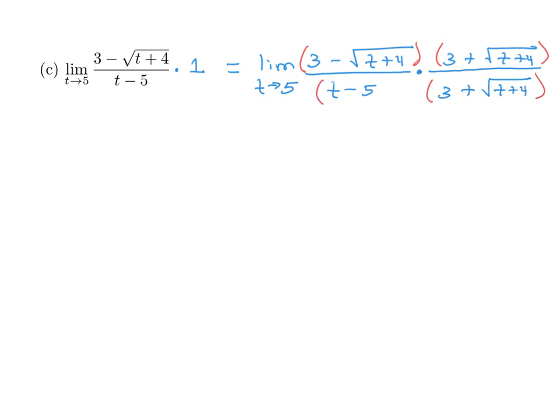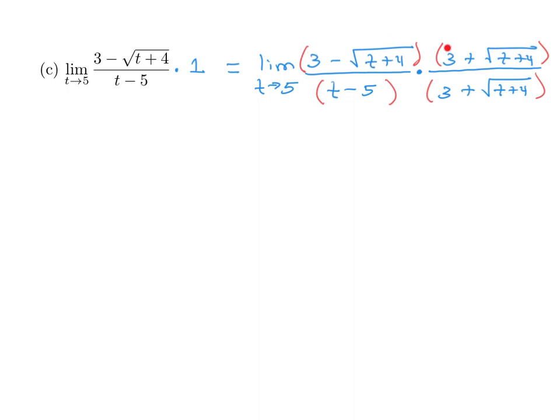I'll put parentheses around this t minus 5. Ultimately, notice that we're approaching 5. I'm going to want to cancel this t minus 5. It's the thing that's making the denominator 0. So I'm not actually going to distribute these two terms together. I'm going to leave them factored. But in the numerator, I will distribute.